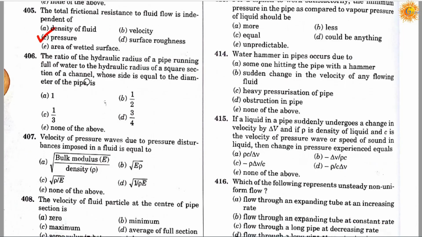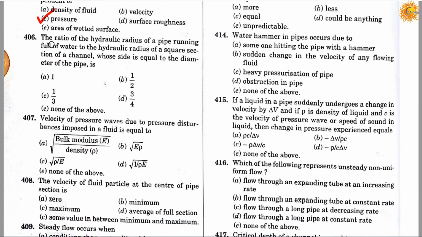Question number 406. The ratio of the hydraulic radius of a pipe running full of water to the hydraulic radius of a square section of a channel whose side is equal to the diameter of the pipe is: option A, 1; option B, 1 upon 2; option C, 1 upon 3; option D, 3 upon 4; and option E, none of the above. Correct answer is D, it will be 3 upon 4.